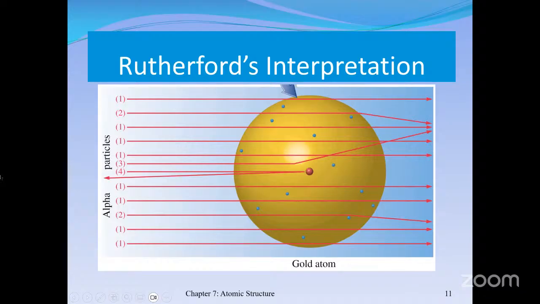So this is a better explanation for what is observed in the Rutherford experiment based on his experimental setup. So at this point, the conclusion is the atom consists of a small, dense nucleus, right? And the electrons are basically surrounding, spreading out through the rest of the atom, all right?